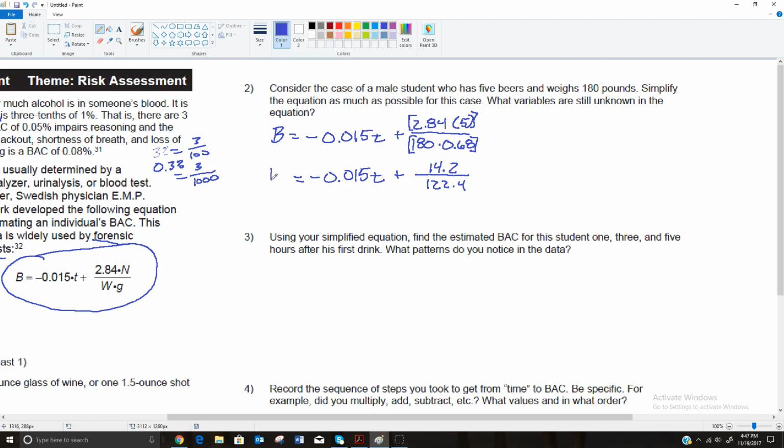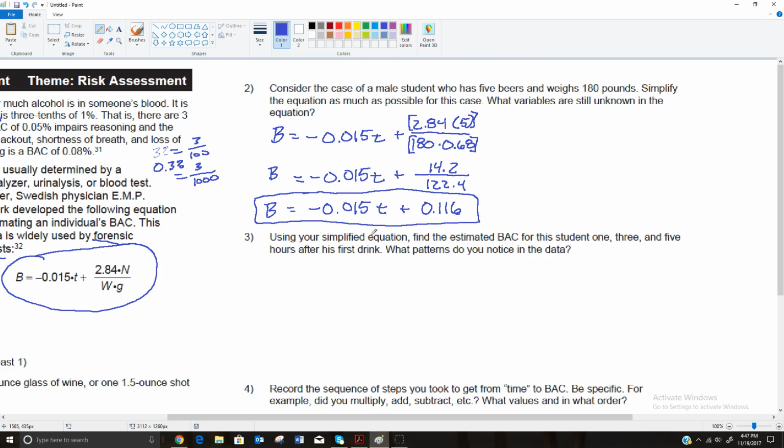And so now our simplified formula for this student is negative 0.015 T plus 14.2 divided by 122.4, which comes out to be approximately, and I'm going to go out 3 decimal places since this one went out 3, 0.11601, so I'll just do 0.116 since it's got a 0 after it. So this is the simplified version for this student drinking 5 beers.